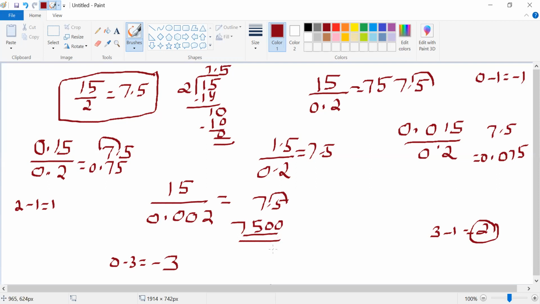Understood? Know how to divide: the number of decimal places in the numerator minus the number of decimal places in the denominator. That many decimal places, the decimal will move left. If you are getting negative, that many places, it will move to the right. If on the right there is no space, add 0.